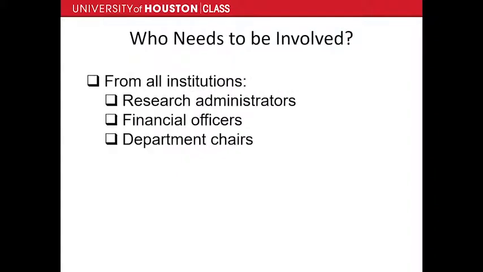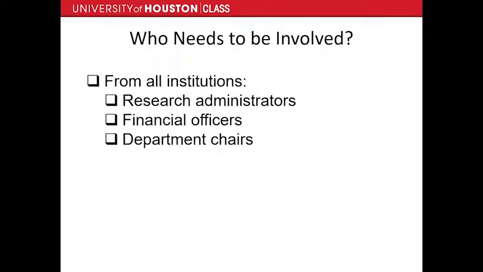So who needs to be involved? And this is from all institutions. It's pretty standard across the board. Again, there might be some slight variances, but I can almost always tell you that your research administrators or your research liaison officer, like we have at CLASS, will always have to be involved.